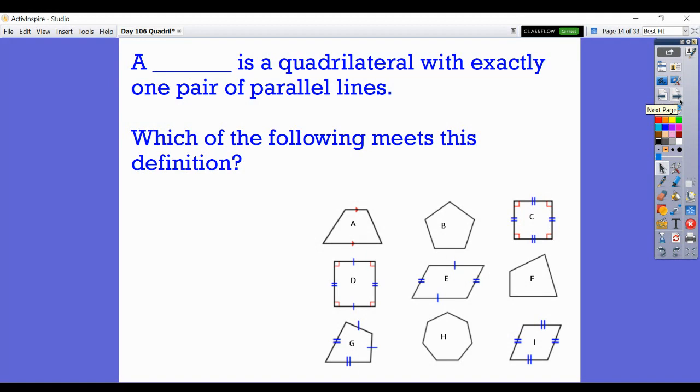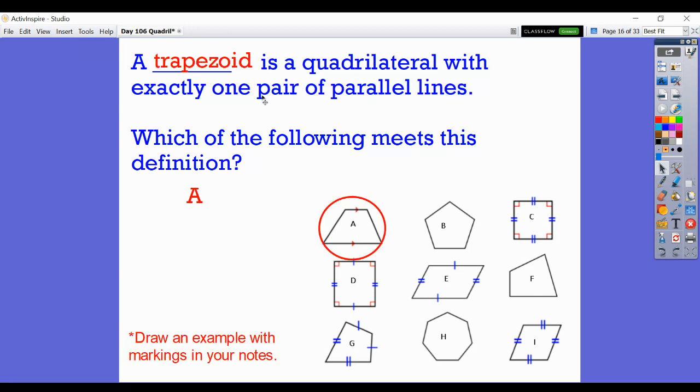A blank is a quadrilateral with exactly one pair of parallel sides. Which of the following meets this definition? One pair of parallel sides, not two pairs. That has two pairs. The shape is A, which is a trapezoid. A trapezoid is a quadrilateral with exactly one pair of parallel sides. It is A. Draw an example with markings in your notes.